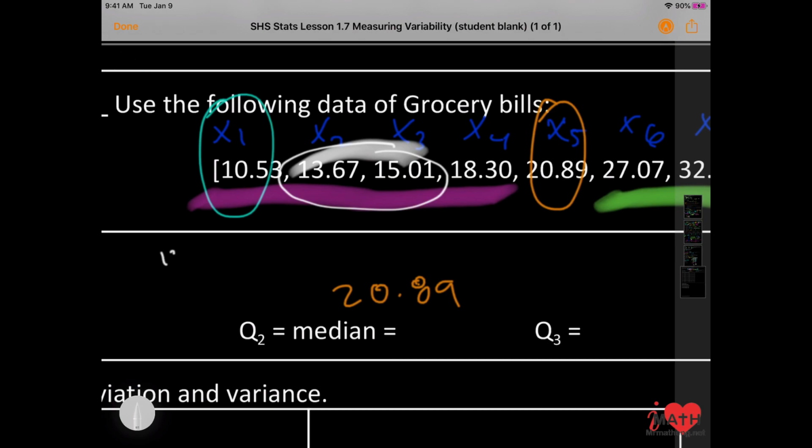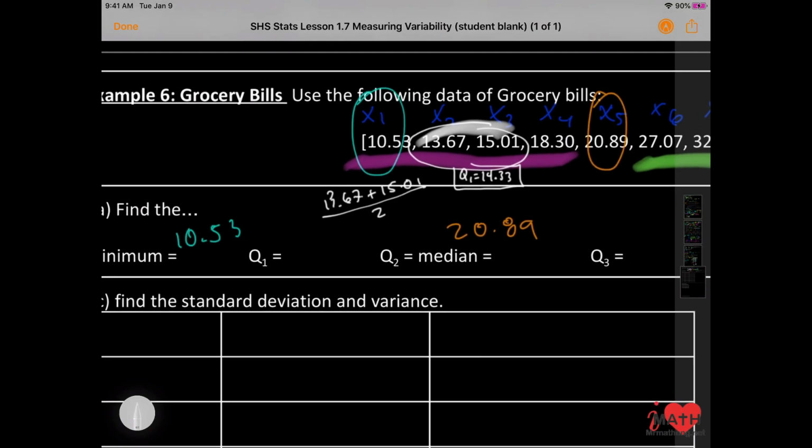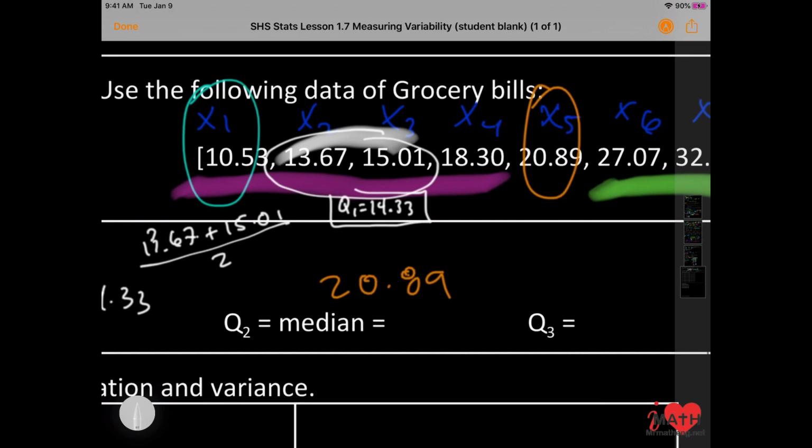So 1367 plus 1501 divided by 2, there's two numbers there, and your average, this is Q1, is going to be 1433. Again, how did I get 1433? I'm just finding in the pink numbers there the median, which is in between those two numbers, right?